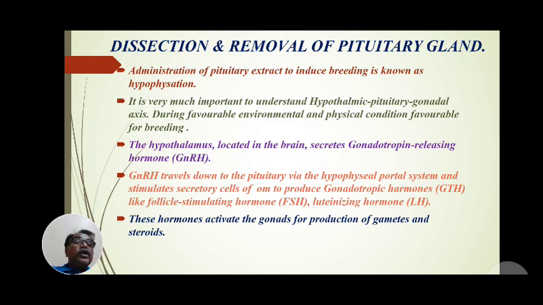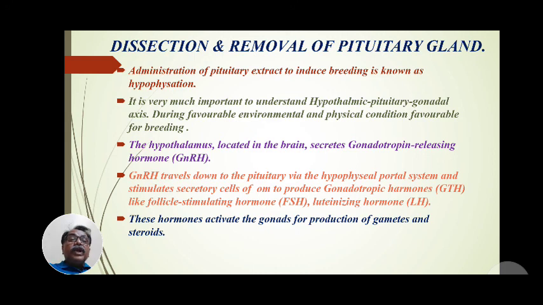By these gonadotropin releasing hormones, two hormones are produced: one is FSH, follicle stimulating hormone, and the second is LH, luteinizing hormone. FSH is produced by female fish and LH by male fish. And when these gonadotropin releasing hormones are produced in such a condition, then they can produce these hormones.